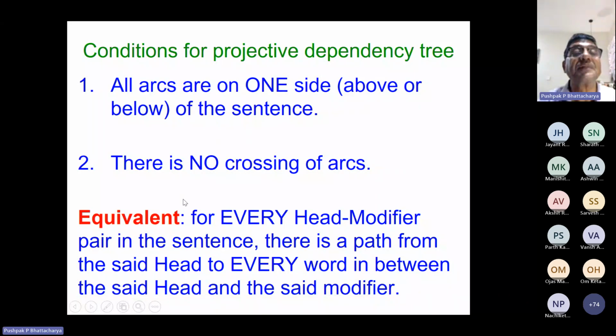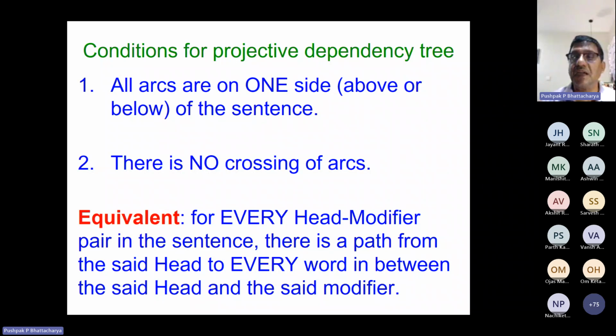So these two definitions are equivalent. All arcs are on one side, above or below the sentence, and there is no crossing of arcs, is equivalent to this definition, which is more formal. For every head modifier pair in the sentence, there is a path from the said head to every word in between the head and the modifier. So you see, there is a path from the head to its own modifier. That path has a length of 1. There is only one arc from the head to the modifier.